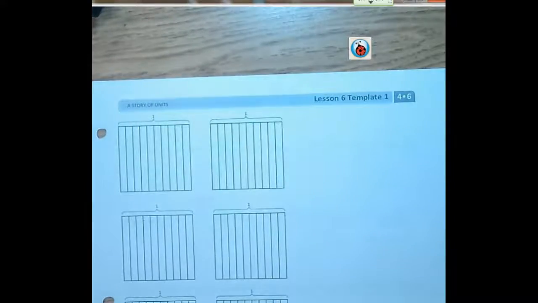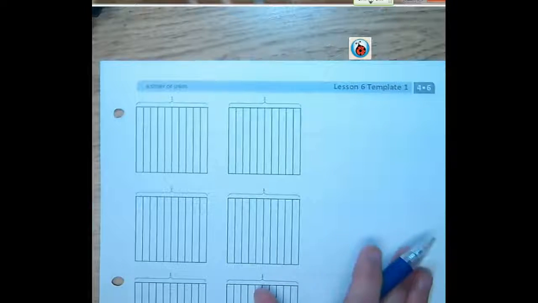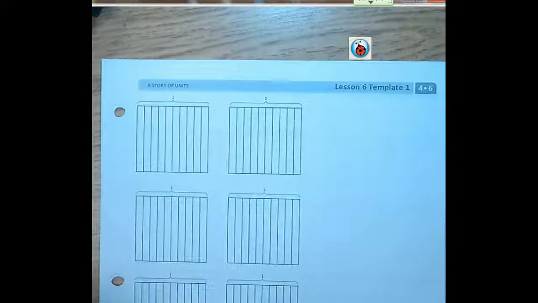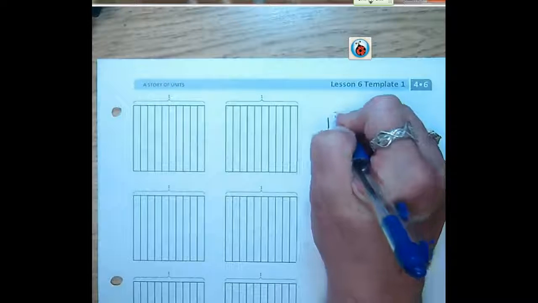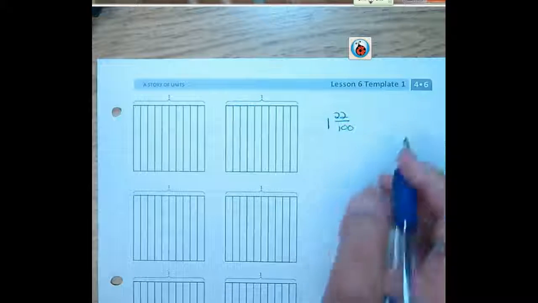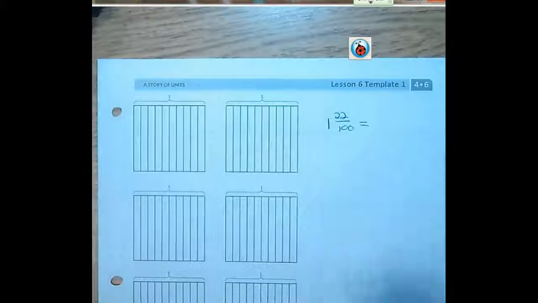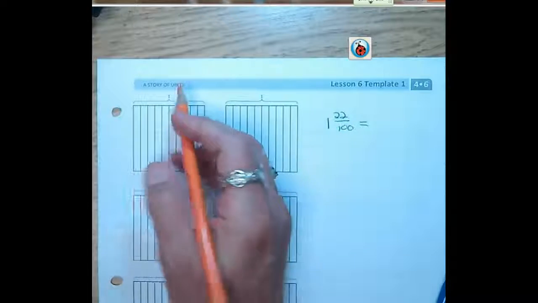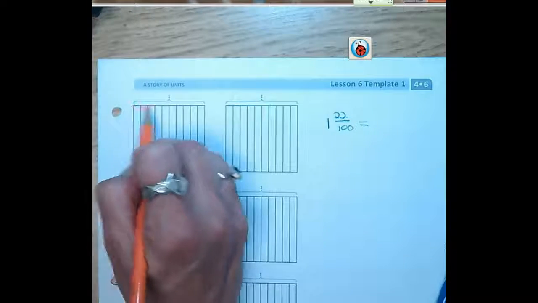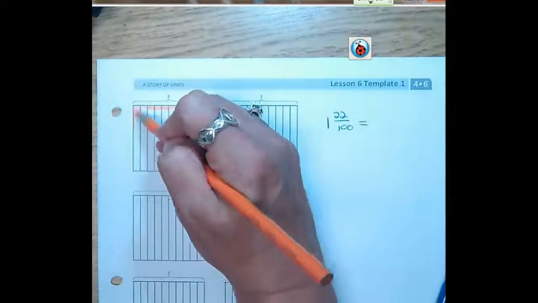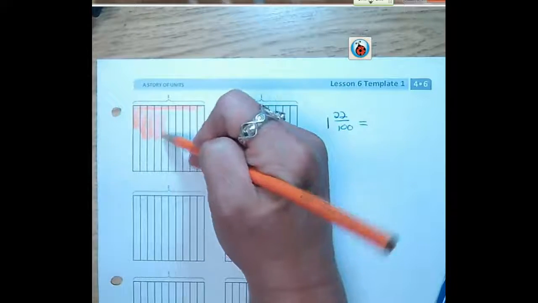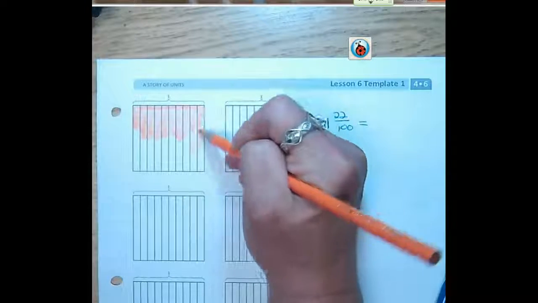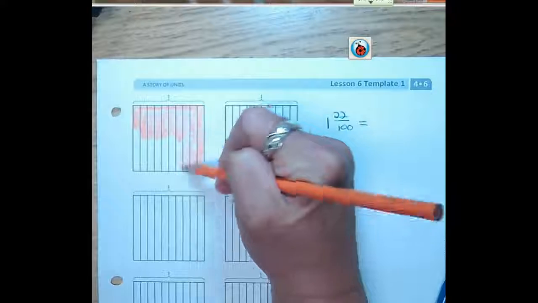Okay, so I want to represent the number 1 and 22 hundredths. So 1 and 22 hundredths equals, I have one whole. Each one of these boxes is a whole. So I can shade in one whole. I shade in the whole box, that's considered a whole on these area models that are provided for you.